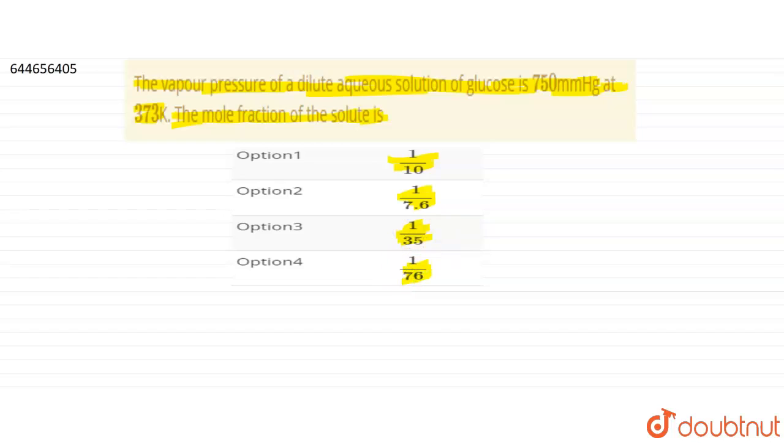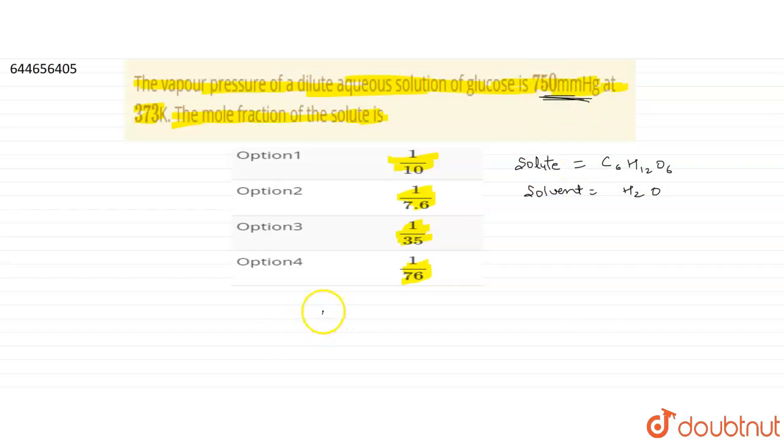So we have solute as glucose and we have solvent as water. We have solute as glucose, that is C6H12O6. This is glucose, and we have solvent as water, that is H2O. So these are the solute and solvent we have, and we have the vapor pressure of the solution.